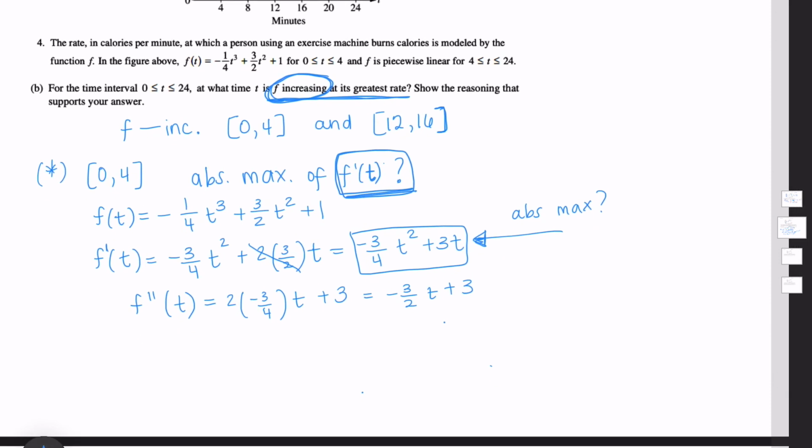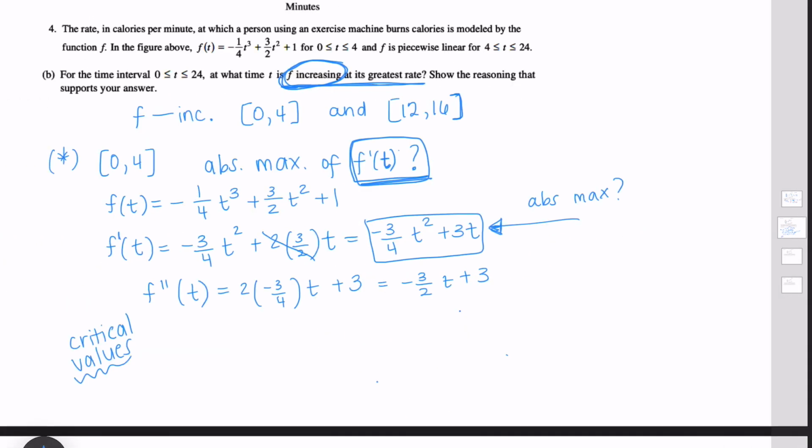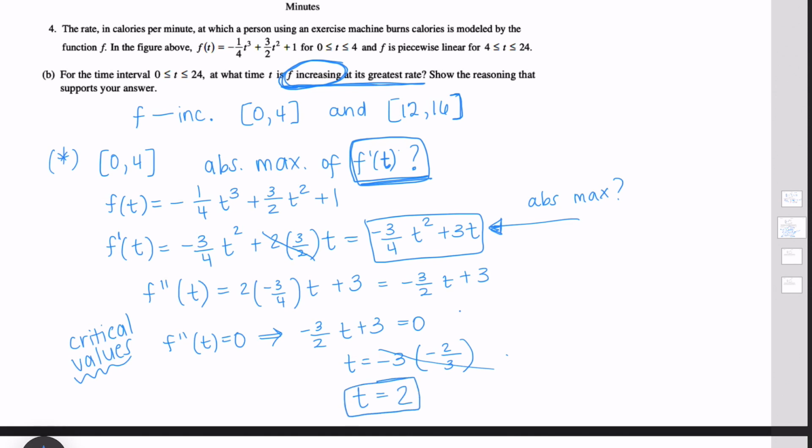Now what we want to do is look for our critical values. So we want to set f double prime of t equal to 0, which means we have negative 3 over 2t plus 3 equals 0, which gives us t equals negative 3 times negative 2 over 3. The negative 3's cancel and we're left with t equals 2. So that's one value we got from this section.